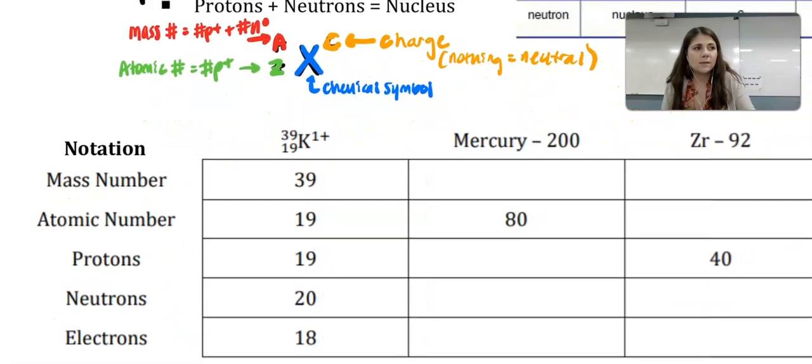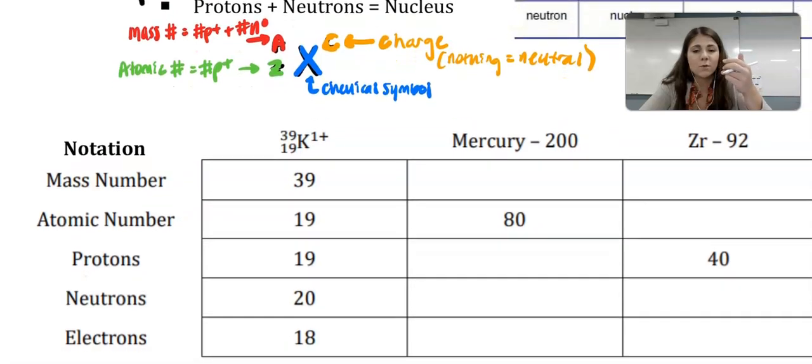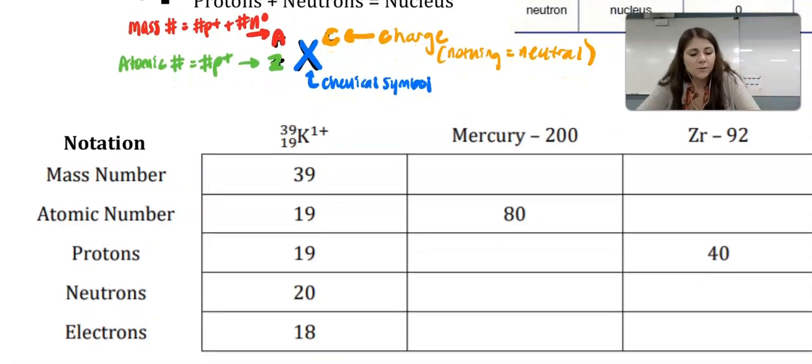All right, so let's look at this example right here. I actually did the first column for us, okay? This is that isotopic notation that I just was showing you above. So here you can see K stands for potassium. 39 is going to be our mass number. 19 is going to be the atomic number. And this right here is indicating that it's charged.